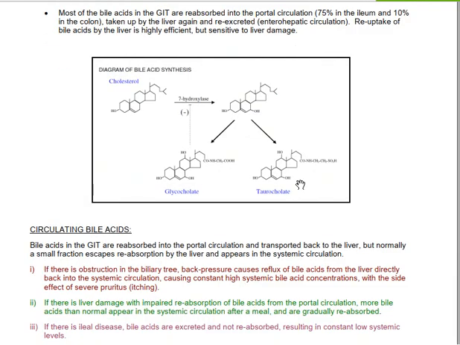You need to know that there is a very important role of the bile acid. The bile acid helps in order to emulsify the fats. It increases the surface area for the action of the fat-digesting enzymes.